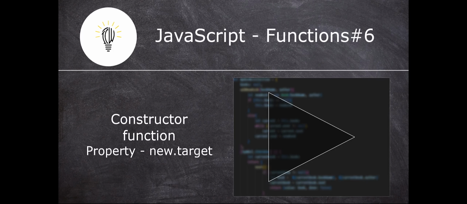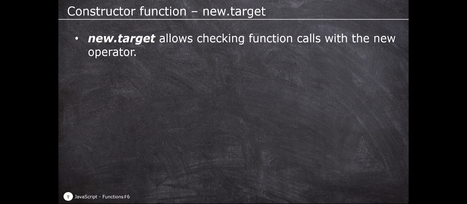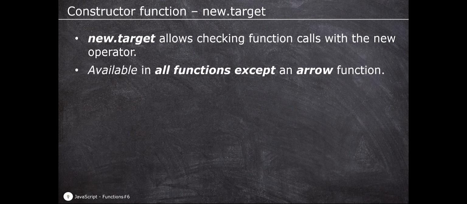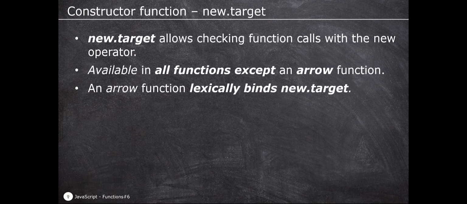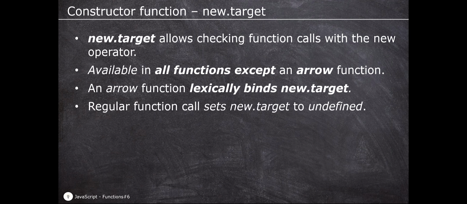So how can I ensure that the constructor function is called with the new operator? For this, JavaScript provides a property called new.target. Now this allows you to check whether a constructor function was called with the new operator or not. This property is available in all the functions except the arrow function. However, an arrow function lexically binds the this value. If you wish to learn more about lexical binding, I suggest you go through the playlist to learn more about it. Coming back, in a regular function, JavaScript sets the new.target value to undefined.